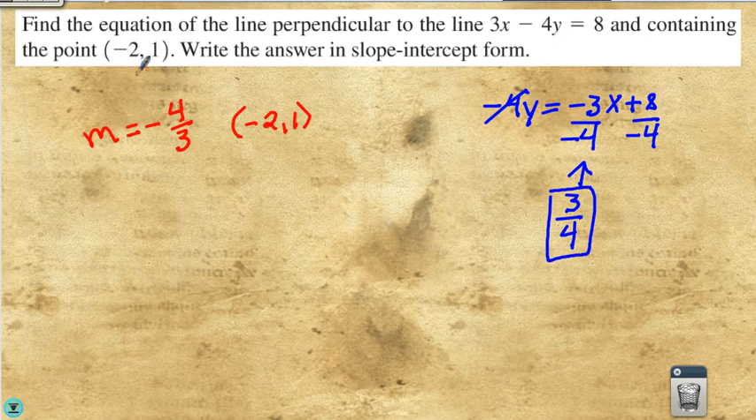Just to show you, this is not the line I'm looking for. If you plug -2 in for x and you plug in 1 for y, you're not going to get 8. You're actually going to get -6 minus 4, which is -10. Okay, this is not your equation. This will actually probably be your start of your equation. This 3x minus 4y. It just won't be equals 8.